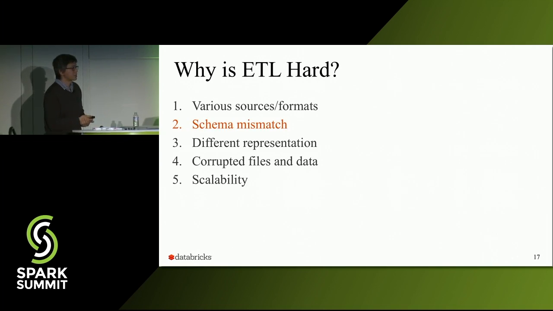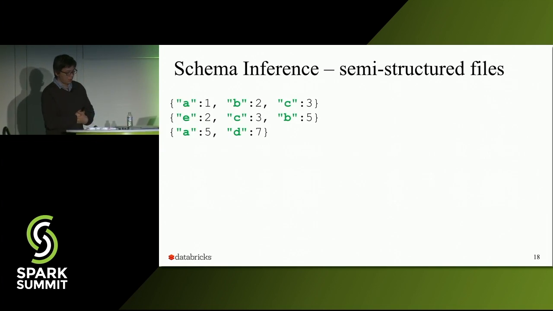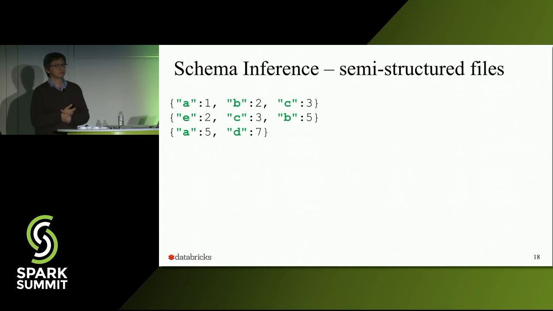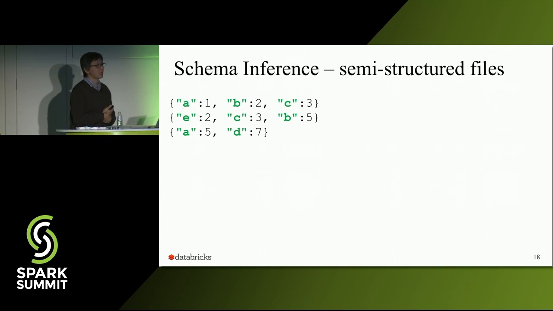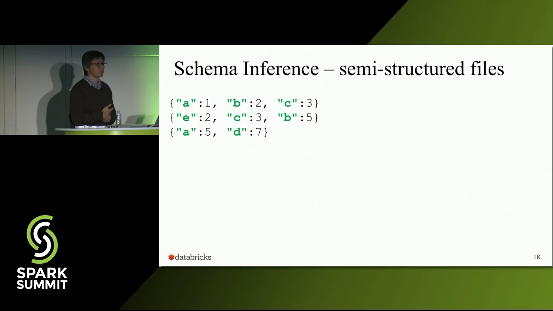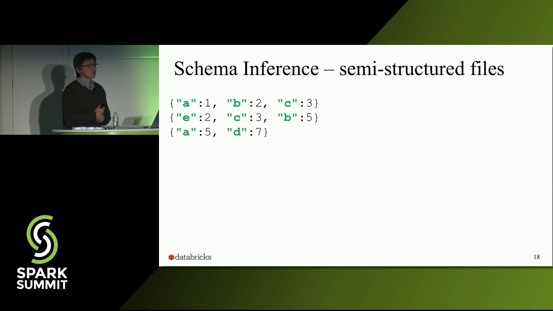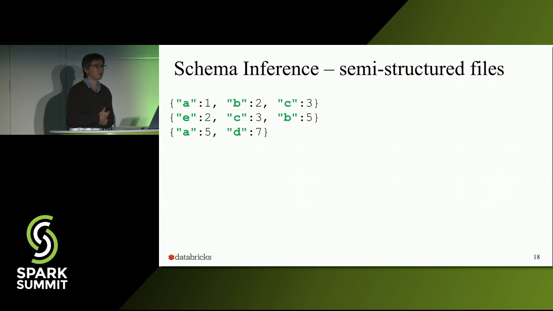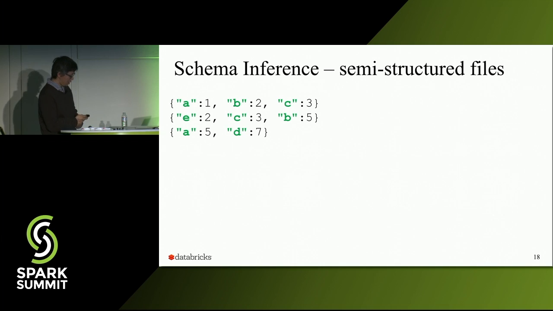And the second issue is the schema. First, this example about the JSON files. Each record, the first record is A, B, C, but the second record is E, C, B, but the last record is A, D. How many columns do we have? This is just 3 rows. But if we have, for example, 1 GB, it's almost impossible for a human to find it. So we can do it.